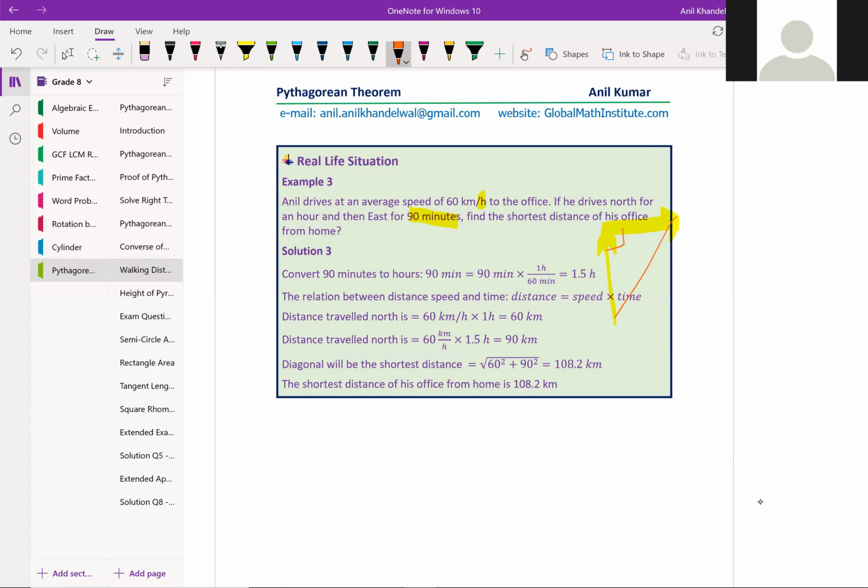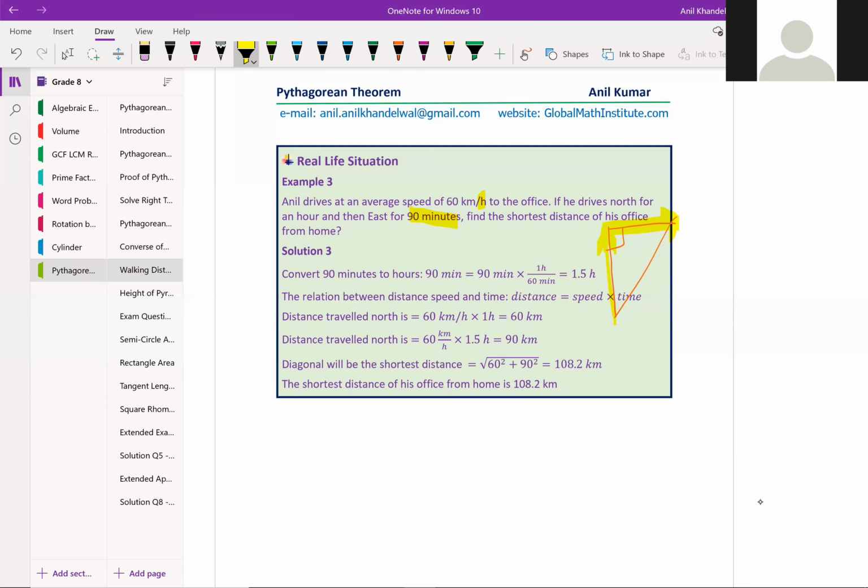That is it. So the idea here is, you know the speed, which is 60 kilometers per hour. You convert 90 minutes to hours, you get 1.5 hours, and you already have 1 hour on the other side. So you can figure out the 2 sides of the triangle by multiplying by 60. One will be 60, the other one will be 60 times 1.5, which will be 90. Correct? Yes. So these are the steps followed.